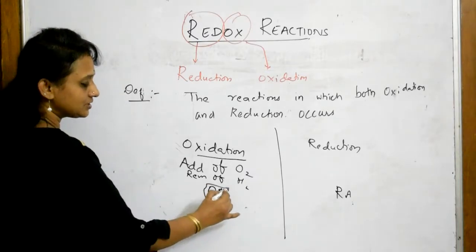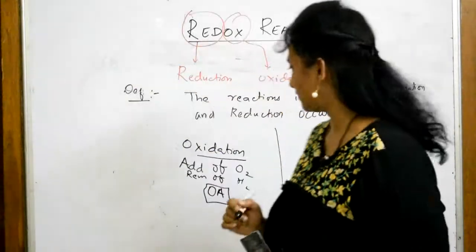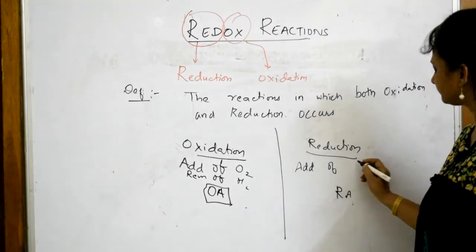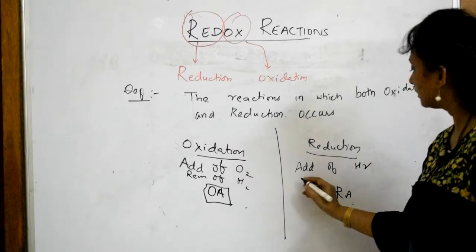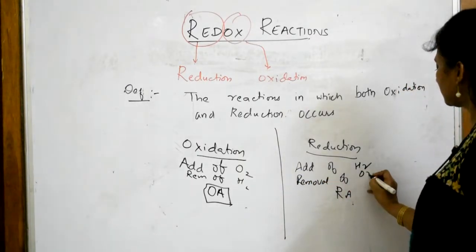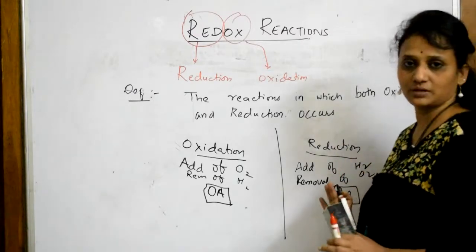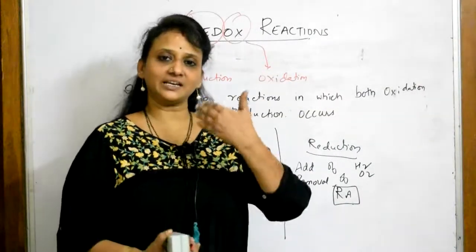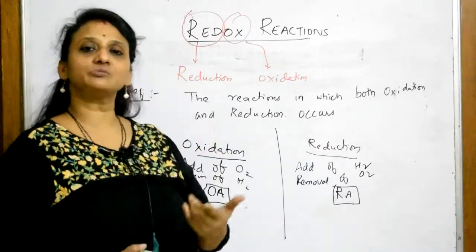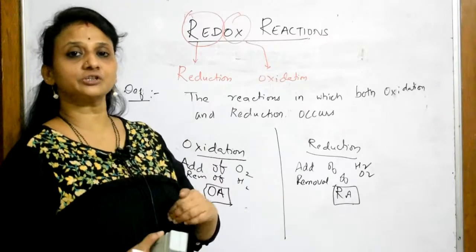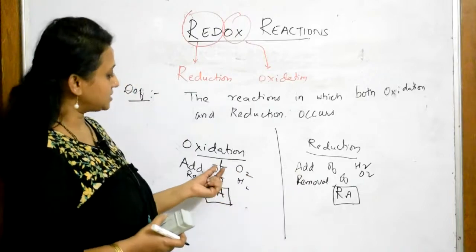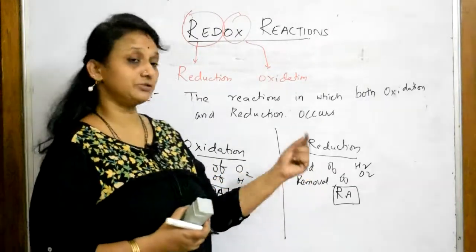Okay, this is done, students. Reverse order: reduction means addition of hydrogen or removal of oxygen. So this is clear, I think. Oxidation means, as when I inhale air, addition of oxygen. Reduction means addition of hydrogen or removal of oxygen. It is reverse: this is addition of oxygen, and this is addition of hydrogen.